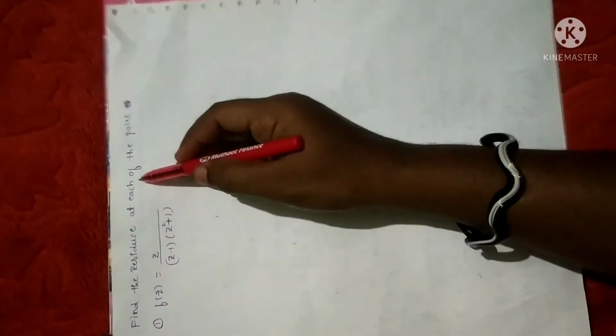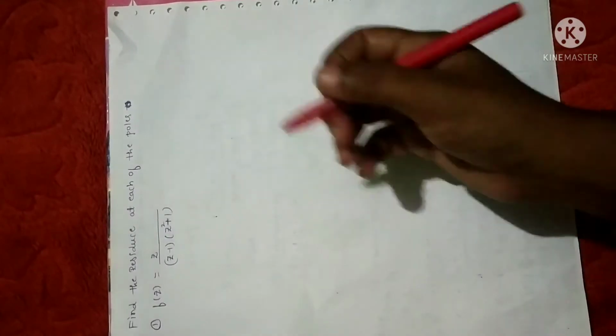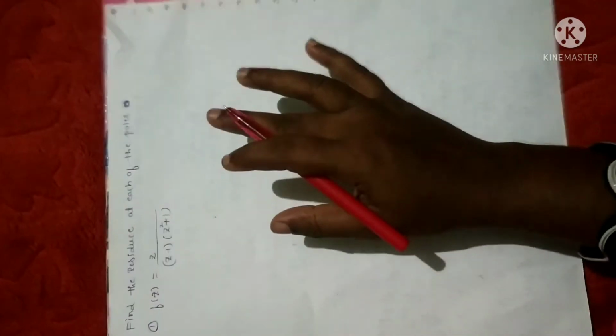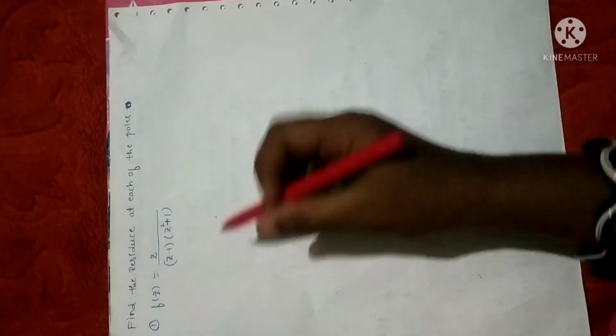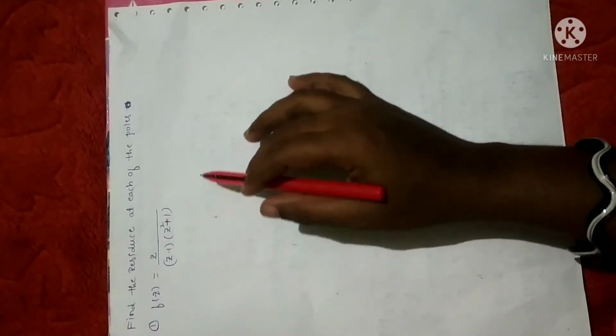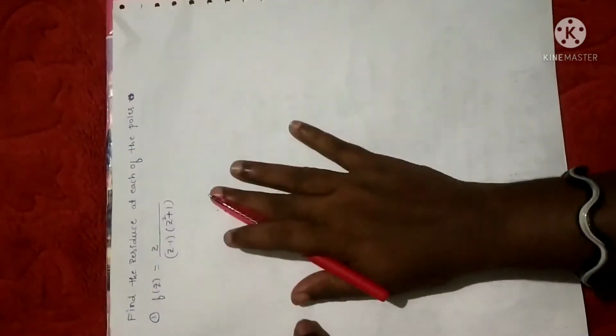Find the residue at each of the poles. Whatever notes I have given so far, make sure everybody has copied them. After that, put the heading for the problems I am going to solve. Again, the notes will not be sent, only the theory part will be sent. So take running notes of these problems.